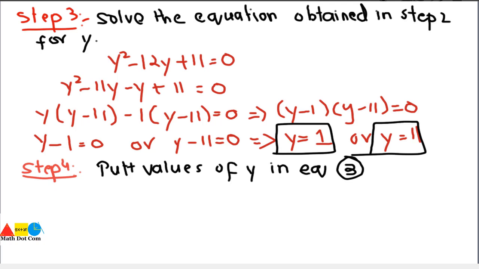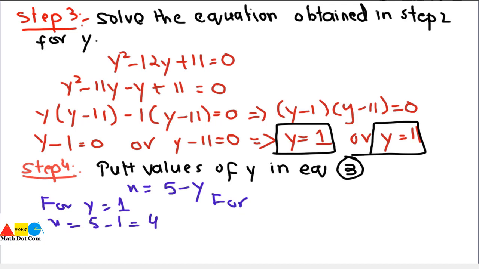So what was equation 3? Equation 3 was x equals 5 minus y. First I will find the value of x for y equals 1. x equals 5 minus 1, which equals 4. And for y equals 11, the value of x will be 5 minus 11, which equals minus 6.